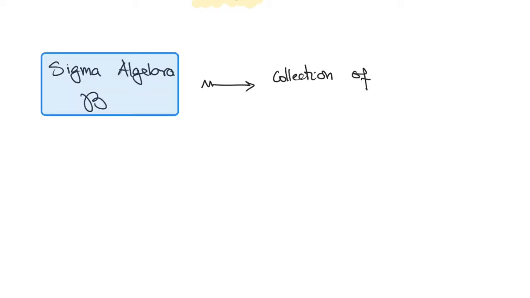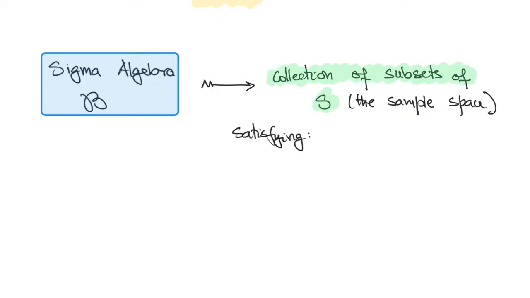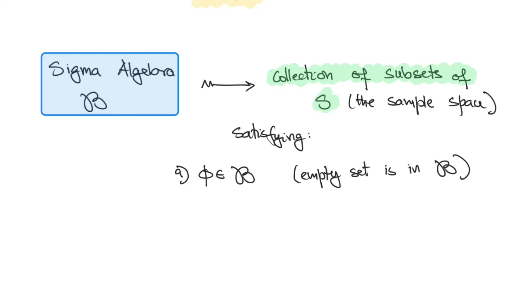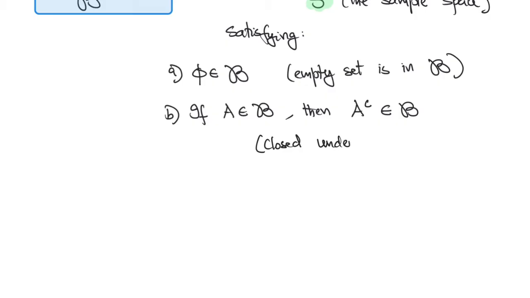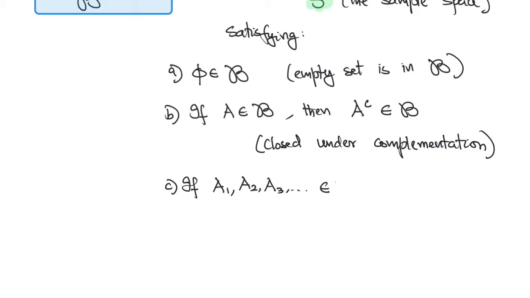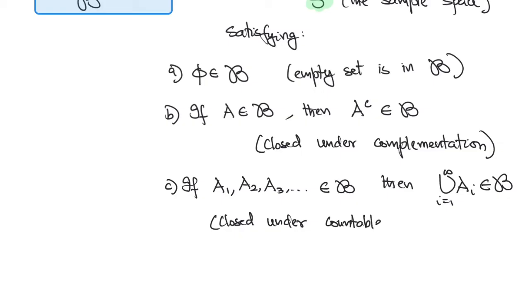A sigma algebra script B is a collection of subsets of the sample space S, which satisfies the following three conditions. We require that the empty set lie inside the sigma algebra. We require that if a set A lies inside the sigma algebra, then the complement of A also lies inside the sigma algebra. And finally, if we have a countable collection of sets A1, A2, A3, and so on, that lie inside the sigma algebra, the union of all the A_i should also lie inside the sigma algebra.